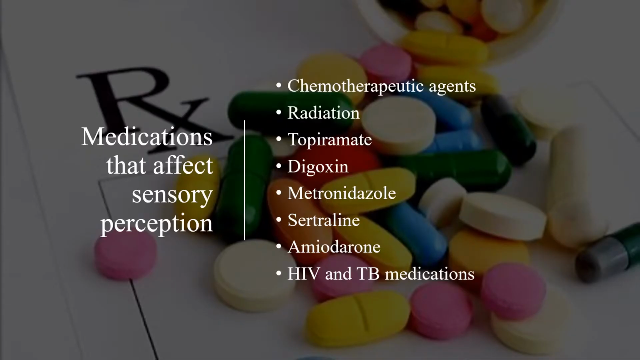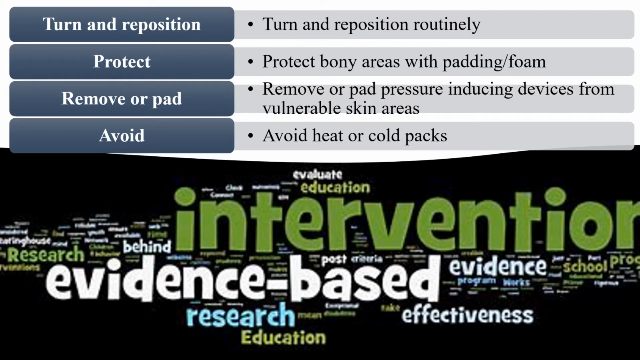Comprehensive assessment includes the patient's medication regimen. Some medications that affect sensory perception include chemotherapeutic agents, radiation, topiramate, digoxin, metronidazole, sertraline, amiodarone, HIV, and TB medications. Some interventions include turning and repositioning routinely or every 2 hours, protecting bony areas with padding or foam, removing or padding pressure-inducing devices from vulnerable skin areas, and avoiding heat or cold packs.